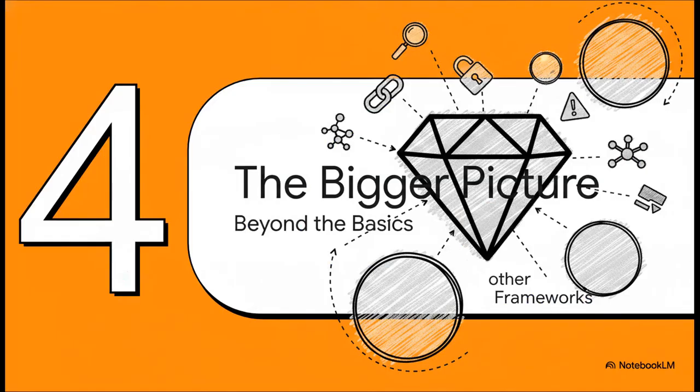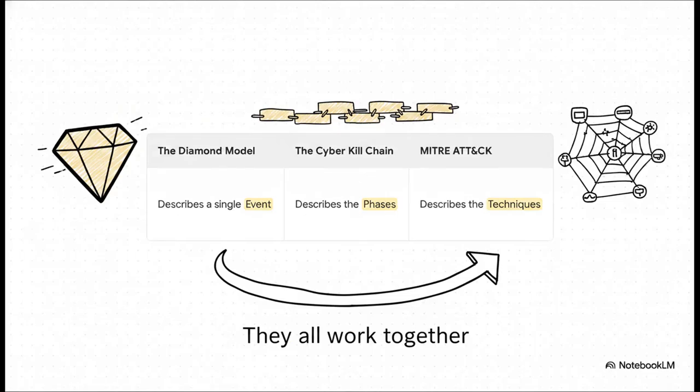So, you might be thinking, okay, I get it, but how does this fit in with things like the cyber kill chain or MITRE ATT&CK? That's a great question. The diamond model doesn't replace them at all. In fact, it complements them perfectly by providing the ground-level details for that bigger picture. And this right here, this clears up a ton of confusion.